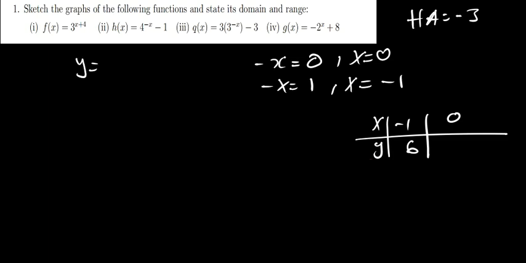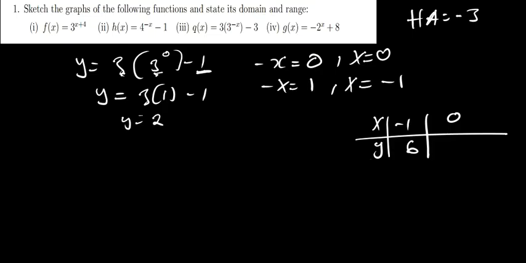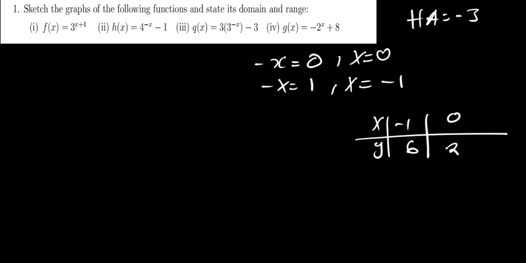Y is equal to 3 open brackets 3 to the power negative 0, which is just 0, minus 1. Any number to the power 0 is 1. 1 times 3, 3. 3 minus 1, which is outside, that gives me 2. So I have got 2. After getting my two coordinates, I can go ahead and now sketch my graph.